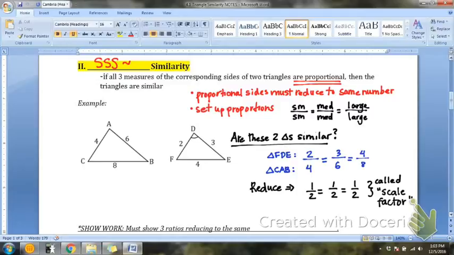So are these two triangles similar? Did they all reduce to the same scale factor? Yes. So you would say yes, and you're going to write your similarity statement. If I said triangle FDE, you would say triangle what? If I said triangle FDE, what would you say, Crystal? CAB. I went from small, medium, large, small, medium, large. Triangle CAB by side, side, side similarity.